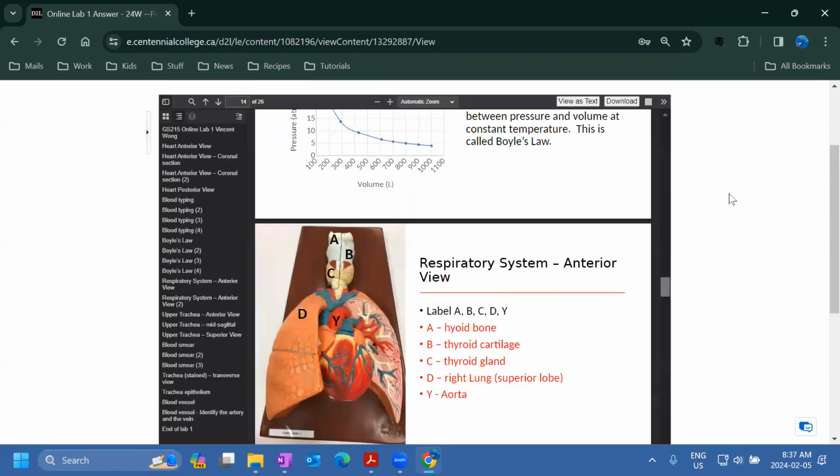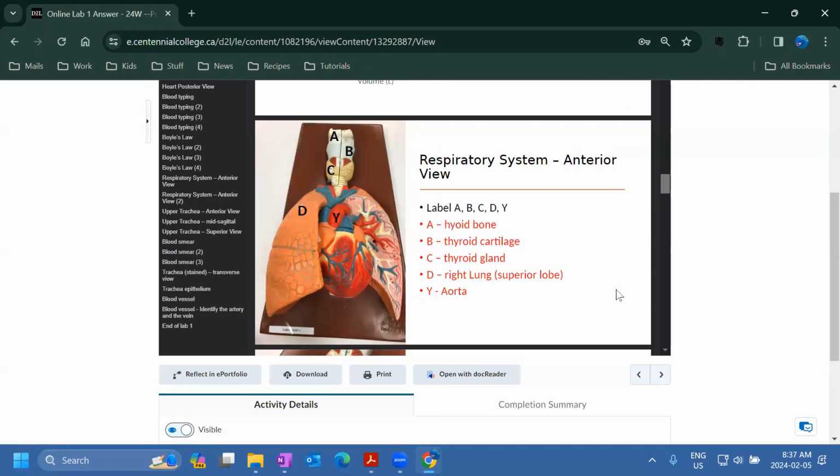Professor, on this picture I was confused between the superior lobe and the right lung, which would be the right answer, but you have put both of them. On the lab quiz, I'm not going to have 2 choices where one choice is right lung and the other is superior lobe. I'm not going to trick you like that. It will be one or the other.